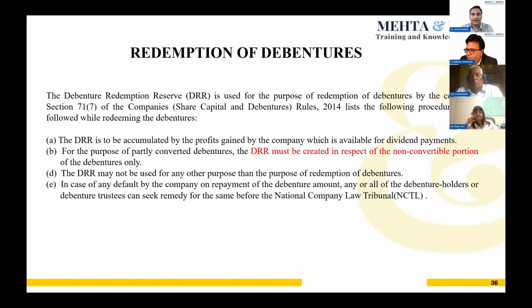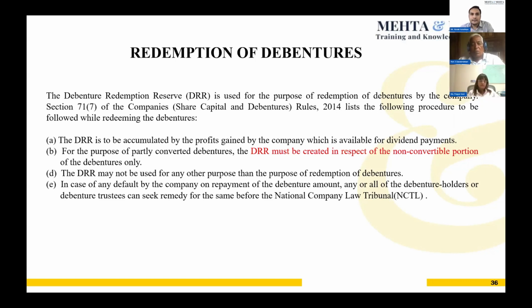redemption of debentures. Now, in case of any default by a company on repayment of the debenture amount, any or all of the debenture holders or the debenture trustee may seek remedy before the NCLT. Where a company fails to redeem the debentures on their maturity or fails to pay the interest on the debentures when it is due, the tribunal may direct the company to redeem the debentures forthwith by its order, on payment of principal and interest due thereon. So in case of any default, the debenture holders as well as the trustee have the right to approach the NCLT.